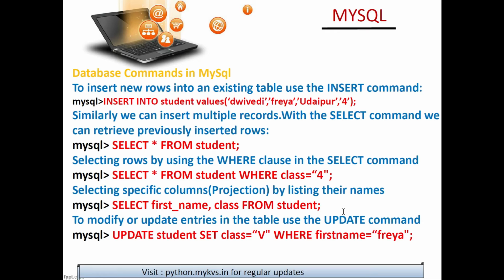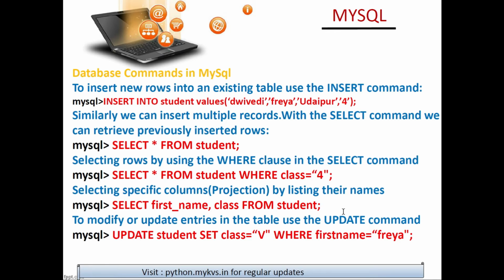Okay. To modify or update entries in the table, use the update command. Say here for Freya, I want to change her class to 5, that's the Roman V. So what is the format for the command? Update, set is the command. Update student, update table name, set class equals to V, where first name is Freya. So Freya's class will be changed to Roman V, that means 5. Okay, so these are the purposes of the update command used here.